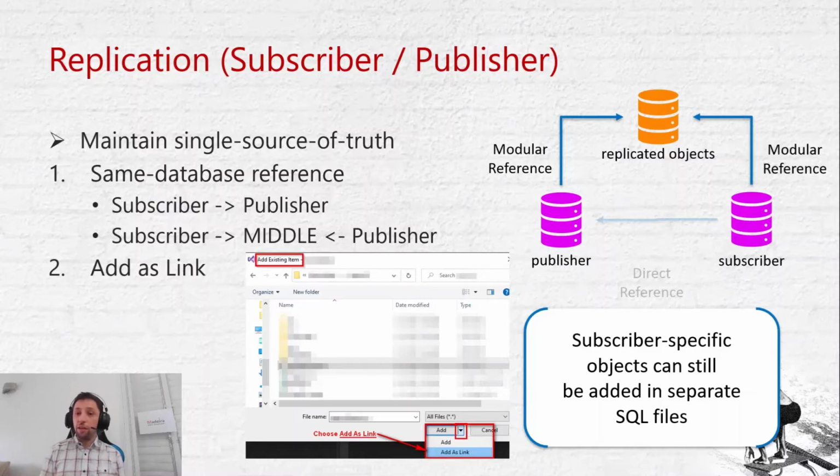You can still create subscriber-specific objects. For example, indexes that exist in the subscriber, but not in the publisher. You can still do that. That's not a problem, because as long as the subscriber is aware of the replicated table, you can create the additional objects as separate SQL scripts. Okay, separate SQL scripts that exist only in the subscriber, not a problem.